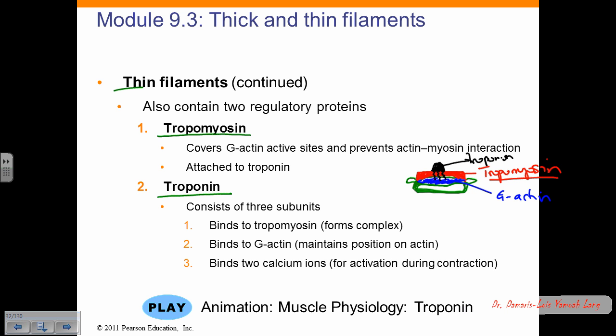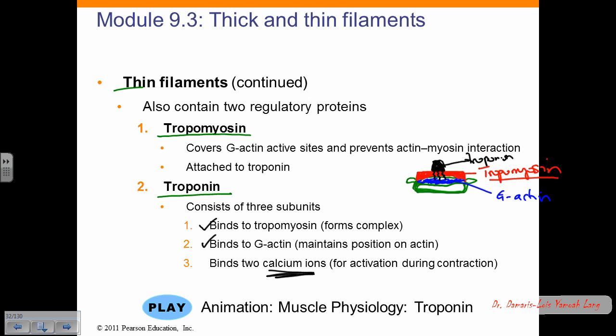Okay, so the troponin is attached to what? G-actin. Do y'all see that? It's attached to what? Tropomyosin. Do y'all see that? And the top part of the troponin will eventually bind to what? Calcium ions. This is the best analogy I can give you.